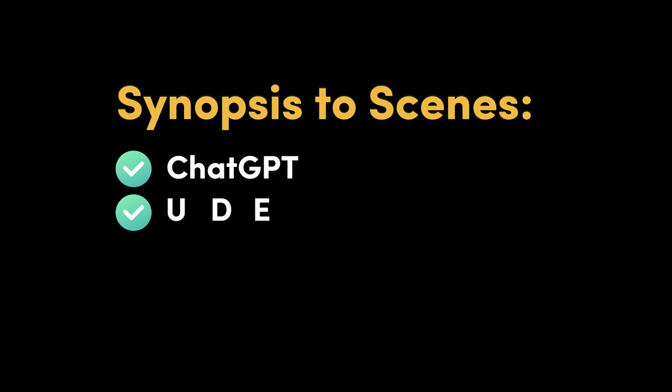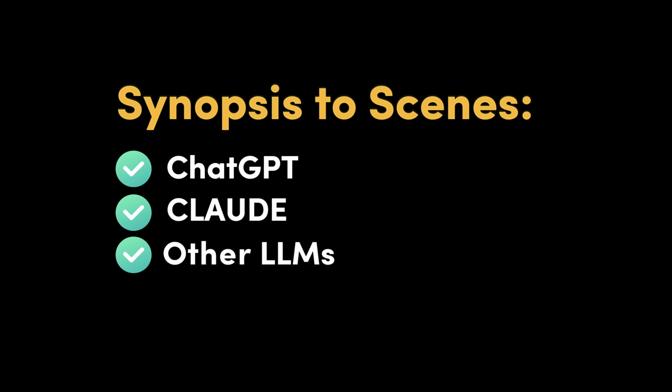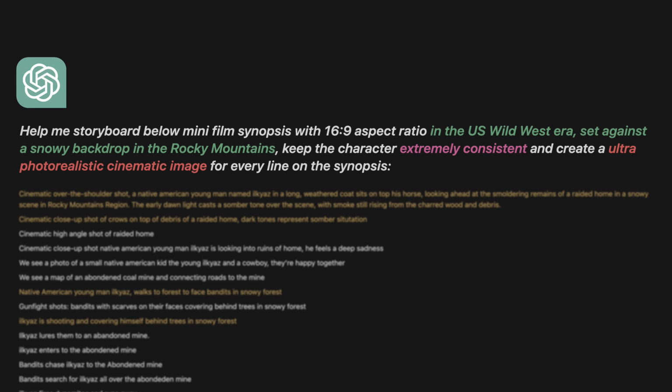For this ideation phase, you can utilize ChatGPT, Claude, or any other large language model to generate scenes based on a brief synopsis draft. However, I didn't need to do this as I already had my own creative vision. I wrote 16 scenes. Nothing detailed, just a few sentences of ideas and some high-level scenes, some shots I imagined for this mini-film. For example, Native American young man İlkyas walks the forest to face bandits in snowy forest.